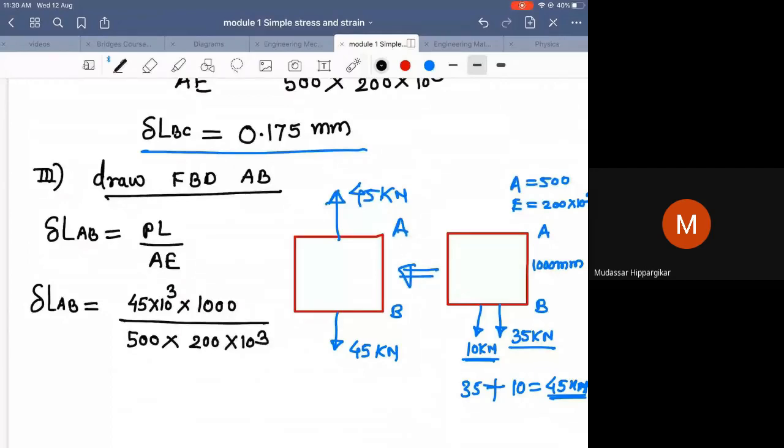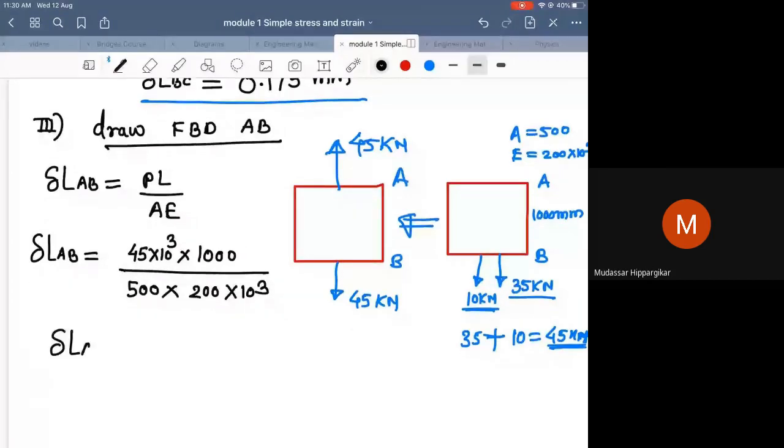So after calculation, delta L for AB is equal to 0.45. Correct, 0.45 millimeter. Change in length for member AB is 0.45 millimeter.